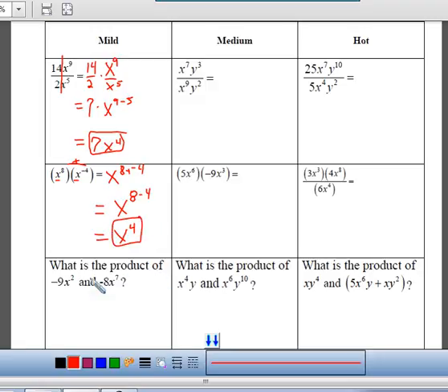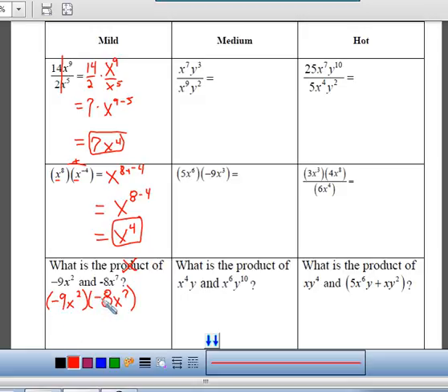What is the product of negative 9x squared and negative 8x to the 7th? Now product means multiply, so I'm going to multiply these. I'm going to write the problem as I would normally first, and then I'll break it apart. So I've got negative 9x squared, and I'll put it in parentheses so I can show my multiplication, times negative 8x to the 7th.